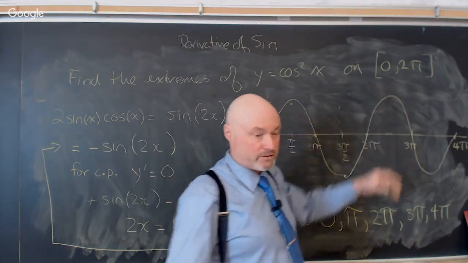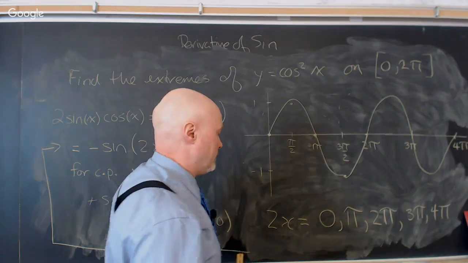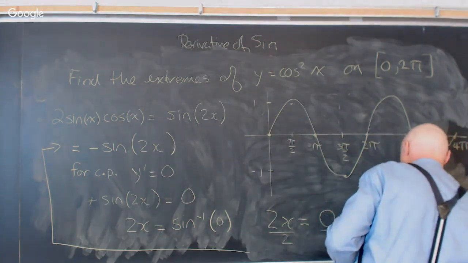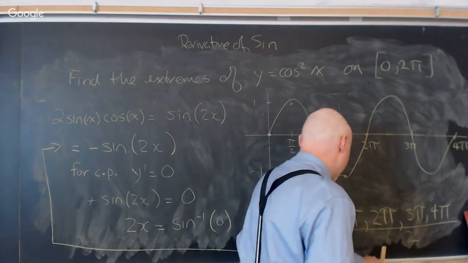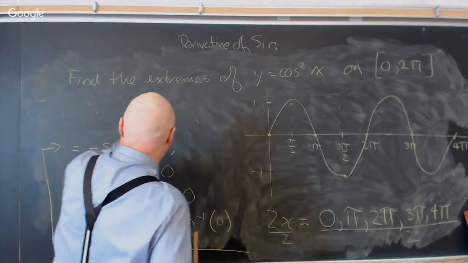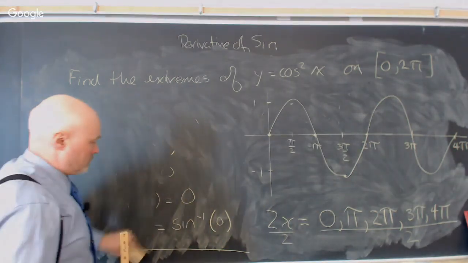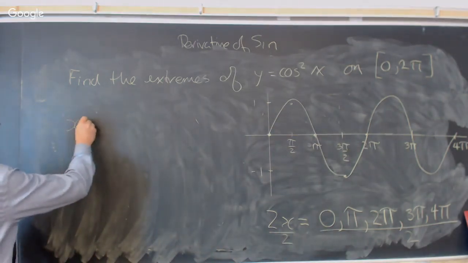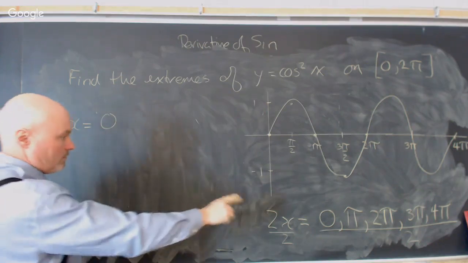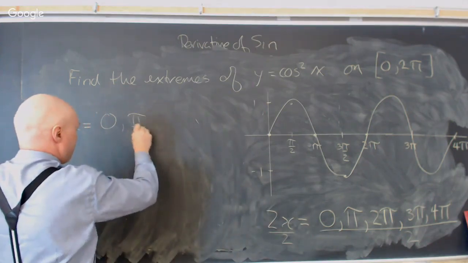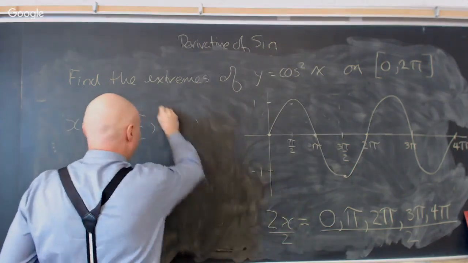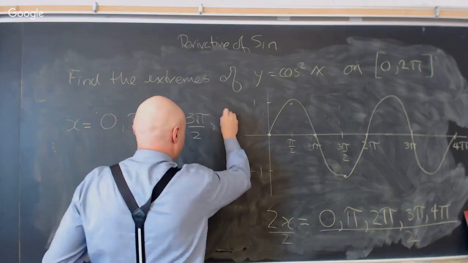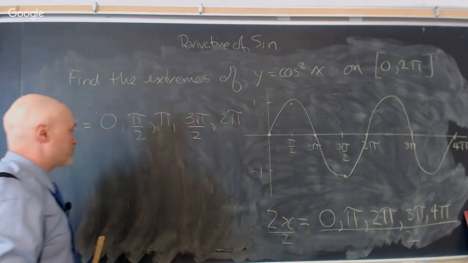Being cognizant, we're only interested in values of x between 0 and 2 pi. We need to divide both sides by 2, so I'm going to divide everything in this set by 2. And this is going to give me the values of x that solve that. So this happens when x is equal to 0, or pi by 2, or pi, or 3 pi by 2, or 2 pi. Those are all my extreme values, okay?